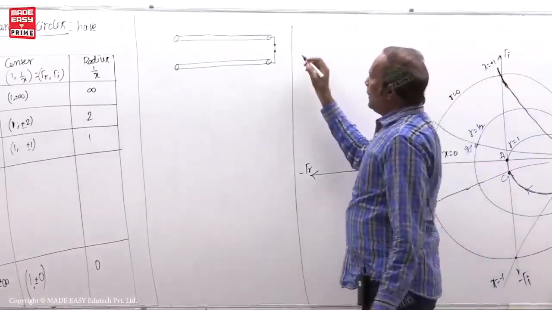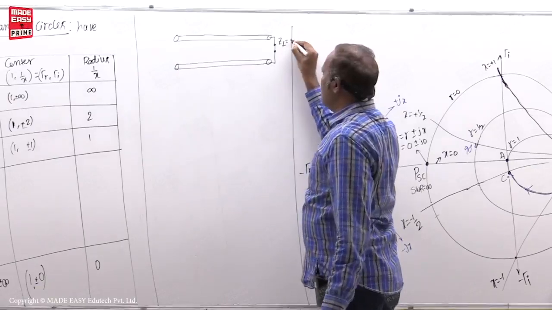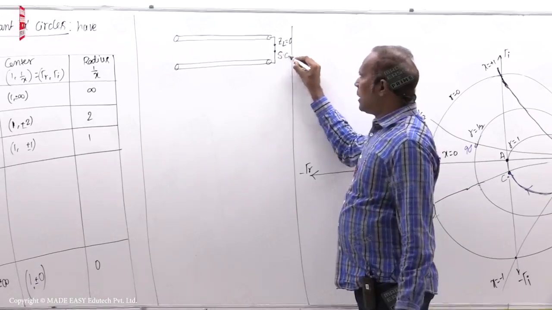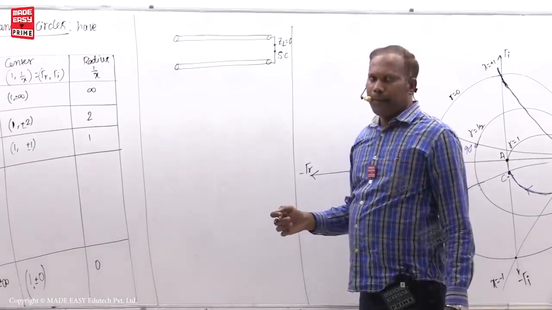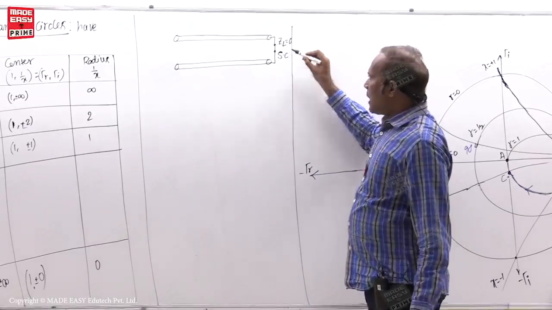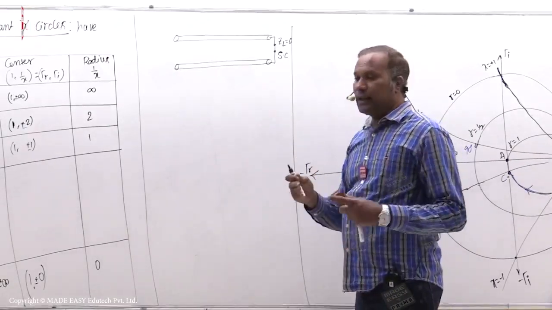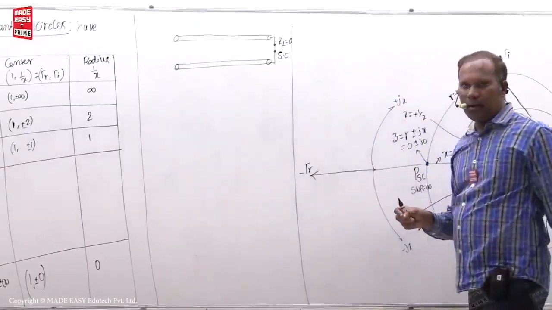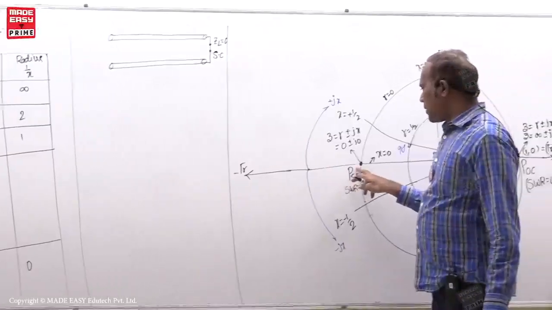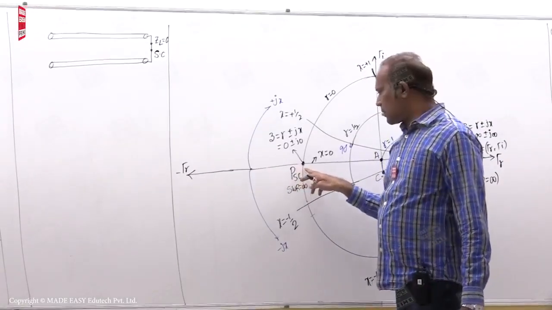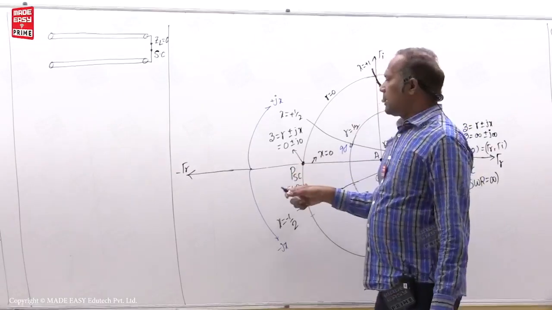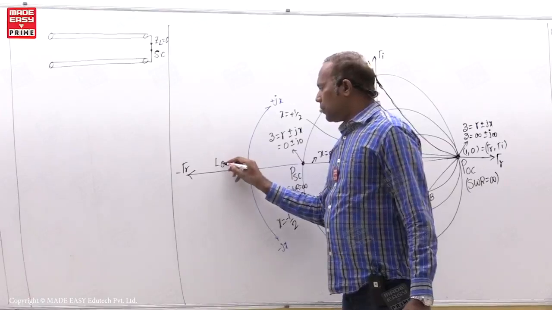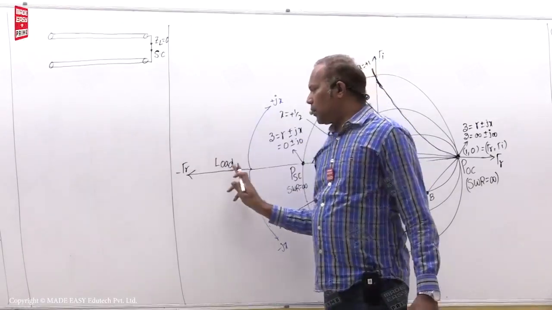Tell me, ZL0 means what? ZL0 means short circuit. Where? At the load. Then can you show me that location on the Smith chart? Yes, you can show. This is the short circuit location. That means on the Smith chart, this location gives the short circuited load.